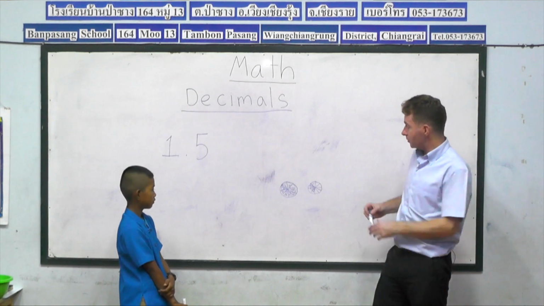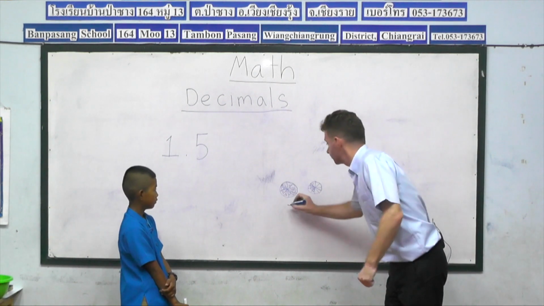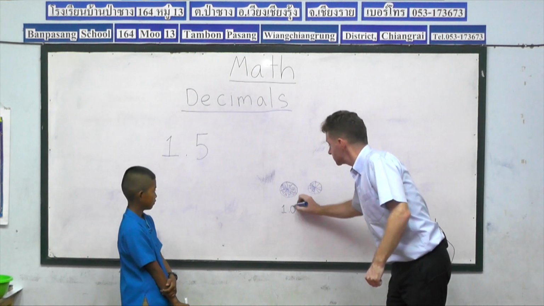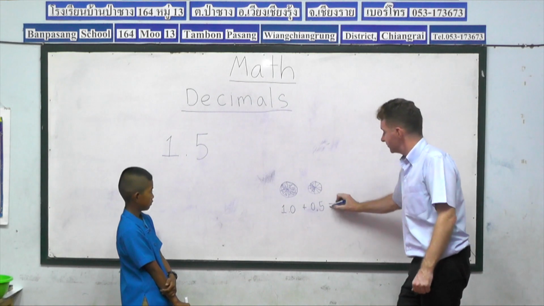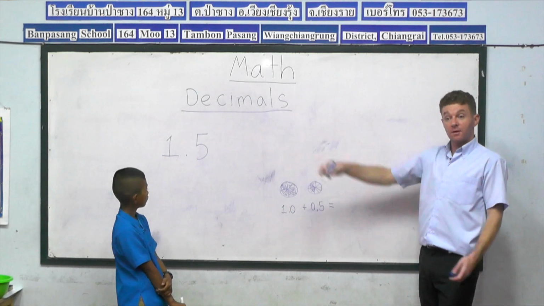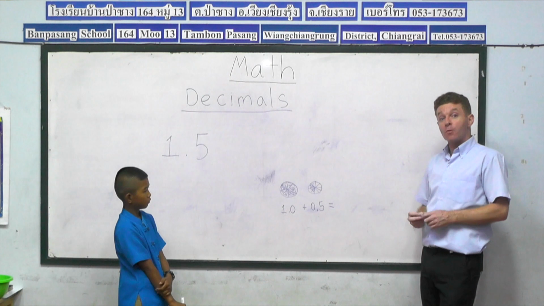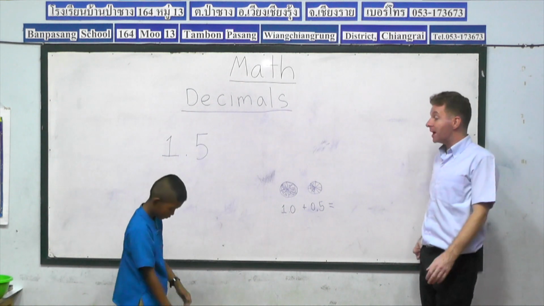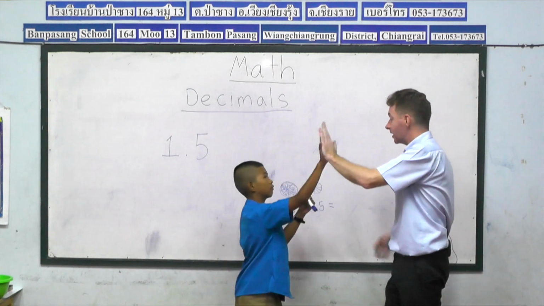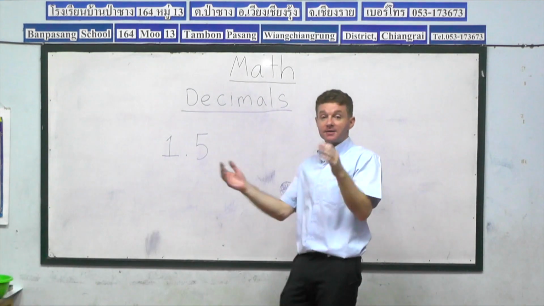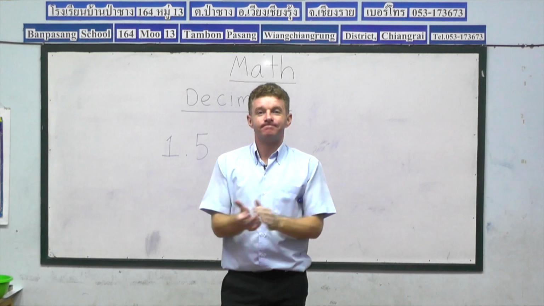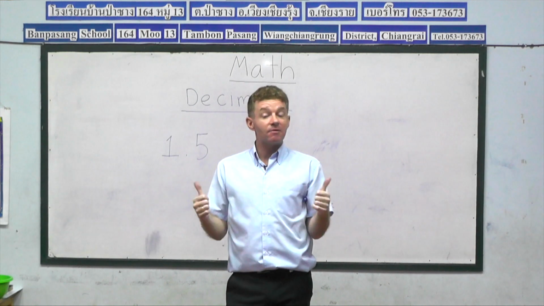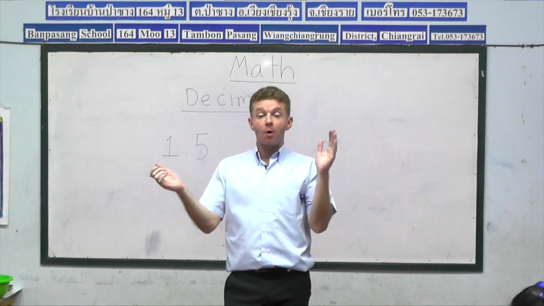And what we've got now, we've got the full circle, 1.0 plus 0.5 equals 1.5. And that's how we do mixed decimals. Pat, that was excellent. High five and a big round of applause for Pat, please, guys. And a big round of applause for everybody doing a great job.